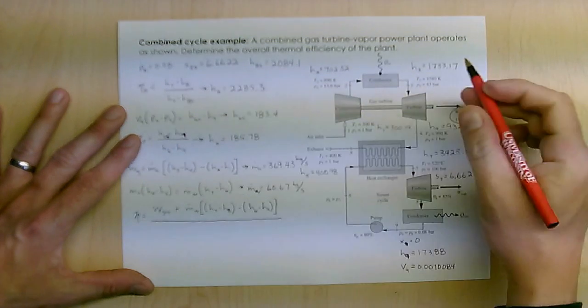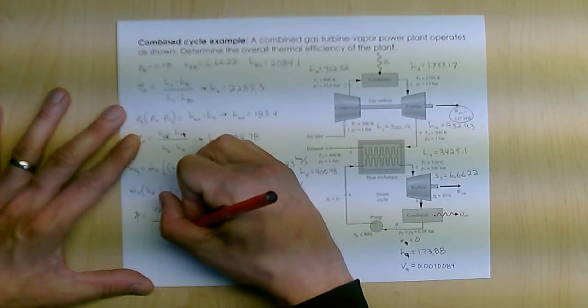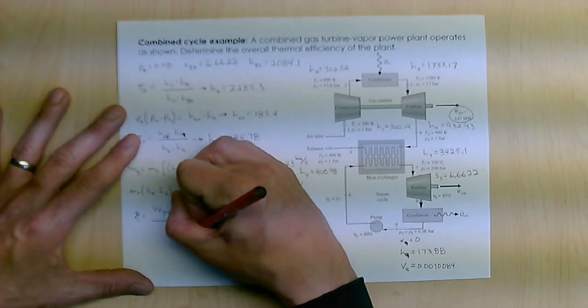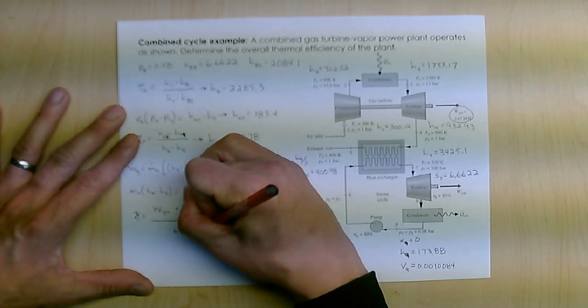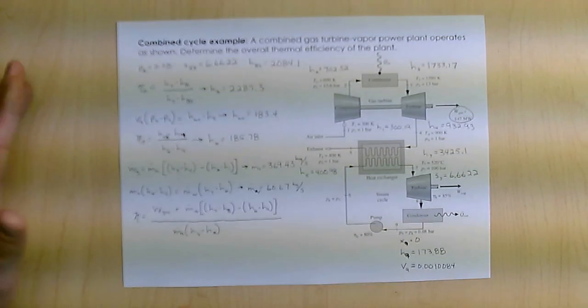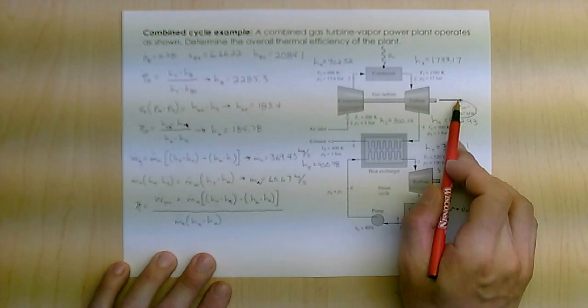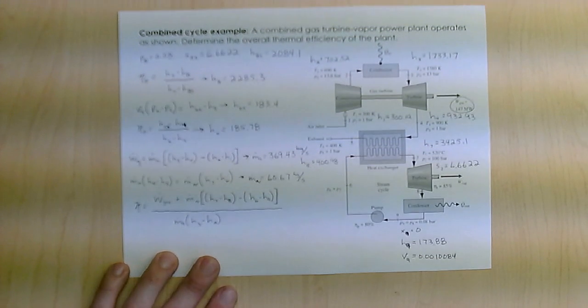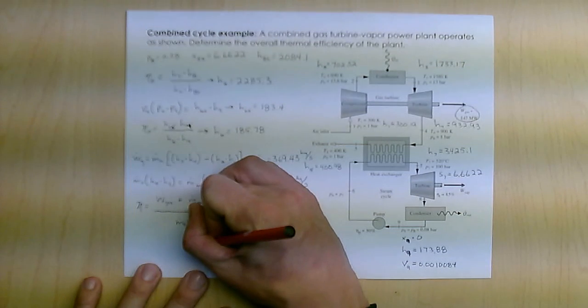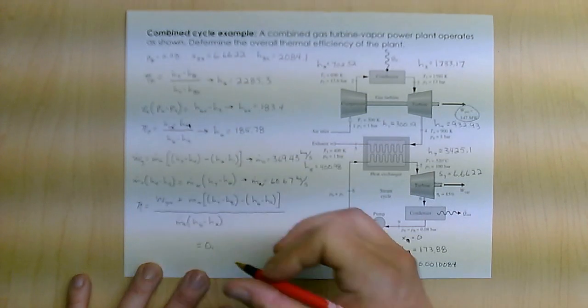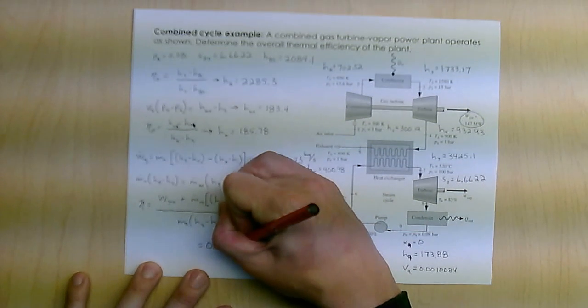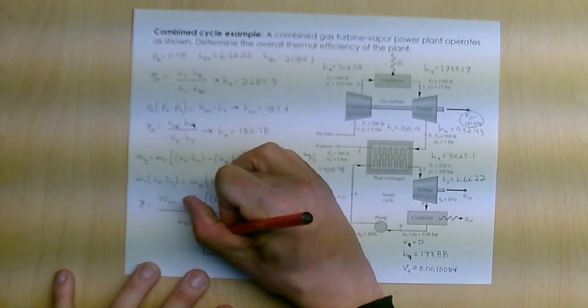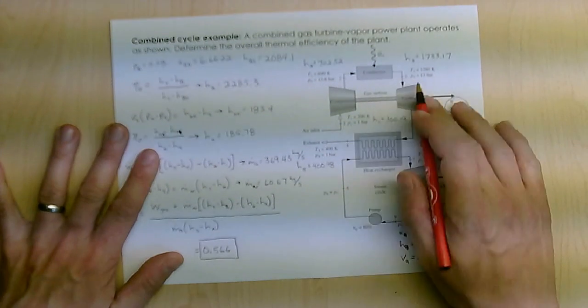Divide all that by Q in, which is going to be the mass flow rate of the air times H3 minus H2. Again, I know my mass flows, I know the work of the gas turbine, I know all of my H values. I can very easily then find that my efficiency equals 56.6%.